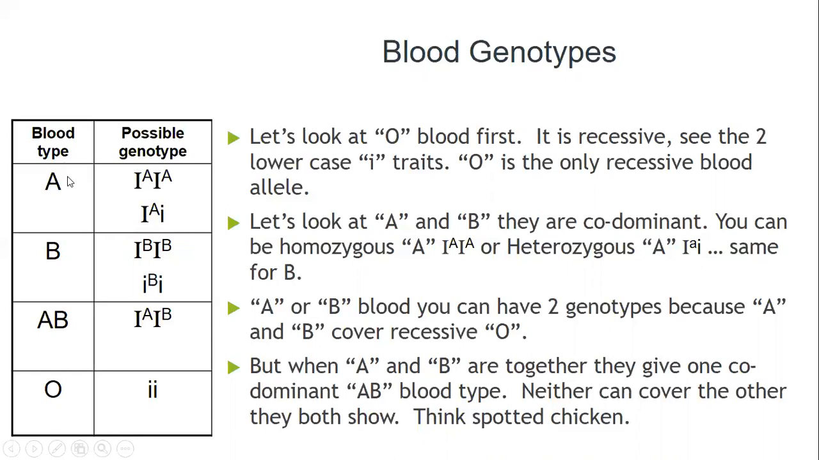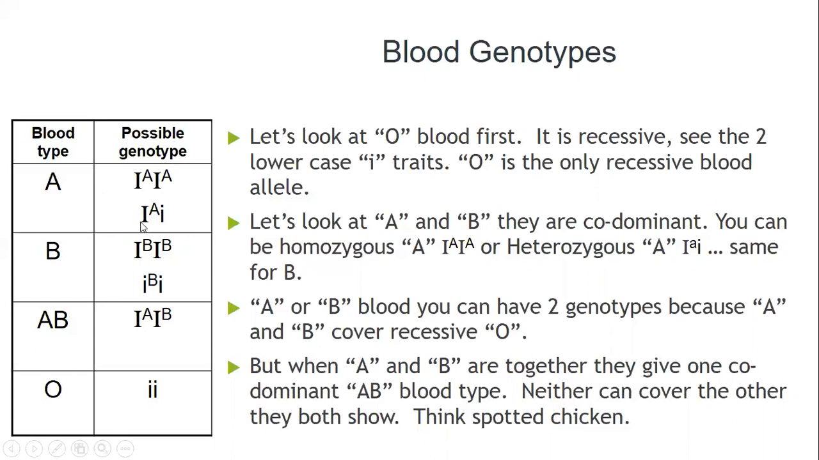So let's say that there's only A, B, AB, and O blood. The only recessive blood type is O. Do you see how both of the alleles are lowercase? Then, when you get up here to A has 2 possibilities. A is dominant over O, so you can be AA or AO, and that's going to give you A-type blood.